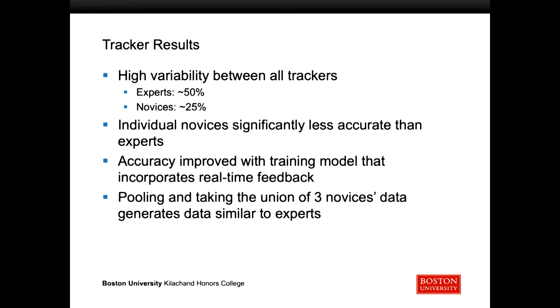Our second finding is that individual novices are less accurate than experts. When I say accurate, this means that they basically don't catch as many ground truth neurons as experts. And this is something we expected. Obviously, the people we recruited are only recruited for this purpose. They have no prior knowledge and they have no experience. And so it's expected that they would be a little worse at it than experts. But we found two ways that we can actually improve this accuracy.